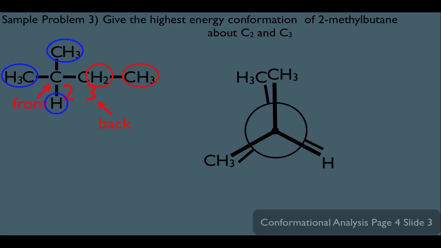But let's just leave the methyl right here on the back carbon, and now let's place our two hydrogens, and they would go right here. And there it is, that's your answer. This is going to be one of the highest energy conformations of 2-methylbutane, about C2 and C3.